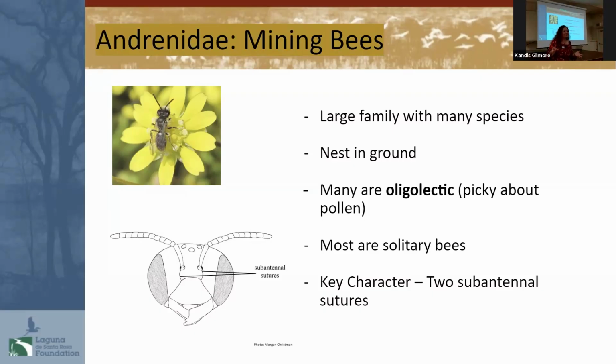One of the key characters, if you're looking at the body of an insect to see what it is: the andrenids have two subantennal sutures going between the antenna and the nose. They also have three submarginal cells on their wings instead of two as in the sweat bees, which you have to look at under a microscope to count, the wing venation.